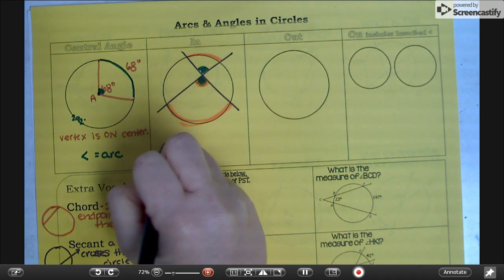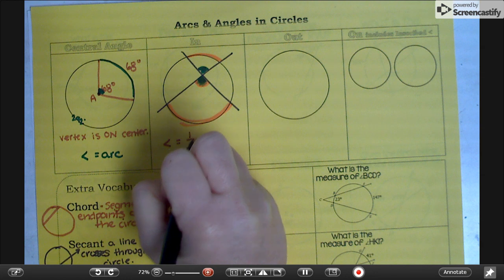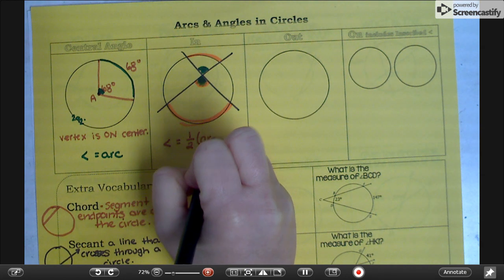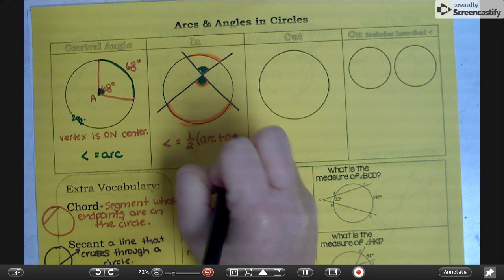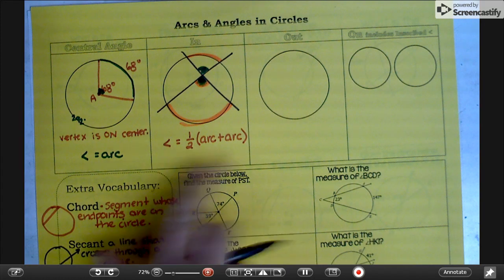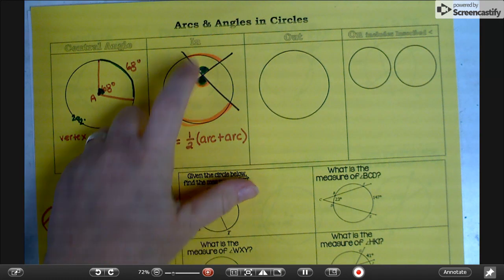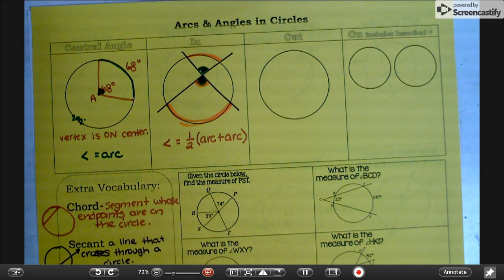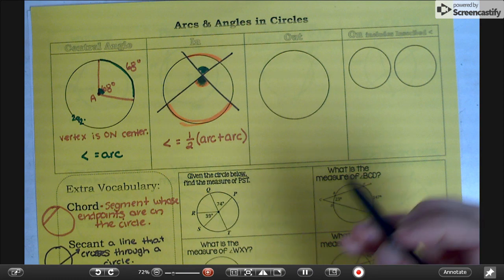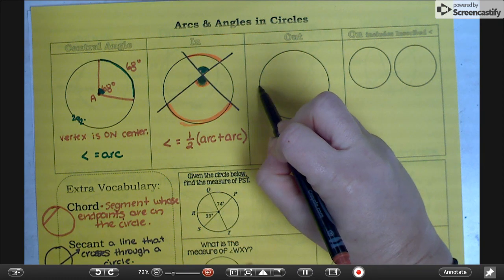So we're going to say, if they cross inside, the angle equals 1/2 arc plus arc. You need to memorize that. Angle equals 1/2 arc plus arc. So this orange angle is half of this arc plus this arc. All right. And then we have when they intersect outside of the circle.